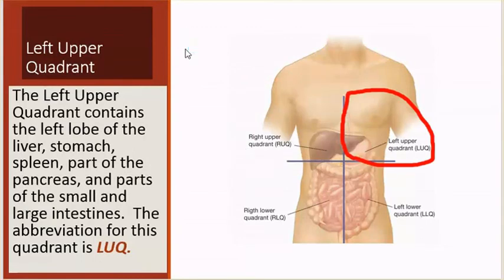The left upper quadrant contains the left lobe of the liver, stomach, spleen, parts of the pancreas, and parts of the small and large intestines. The abbreviation for this quadrant is LUQ.